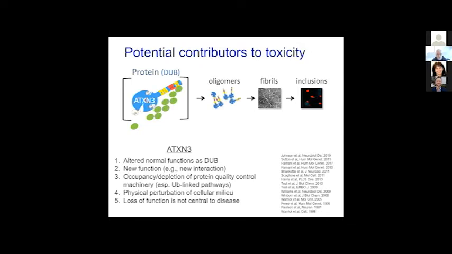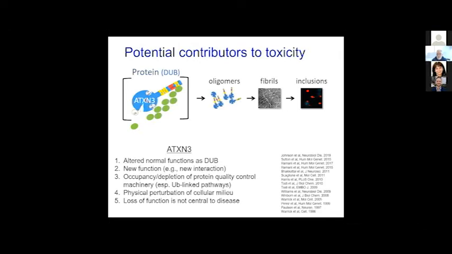When you have a constant burden of abnormal protein in the cell, this is a stress on the quality control pathways, including particularly ubiquitin linked pathways. There's evidence that ataxin-3 forms aggregates that are stuck in the processes of neurons. That can't be a good thing. It's a physical perturbation of the cellular milieu.